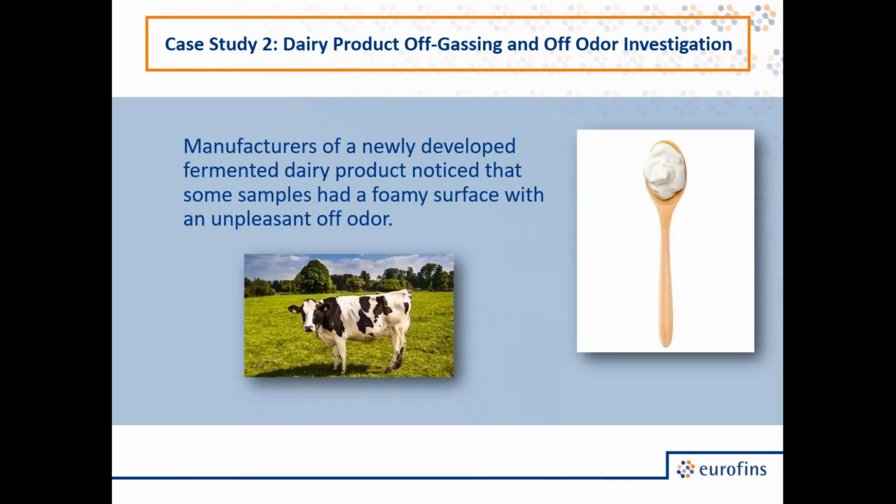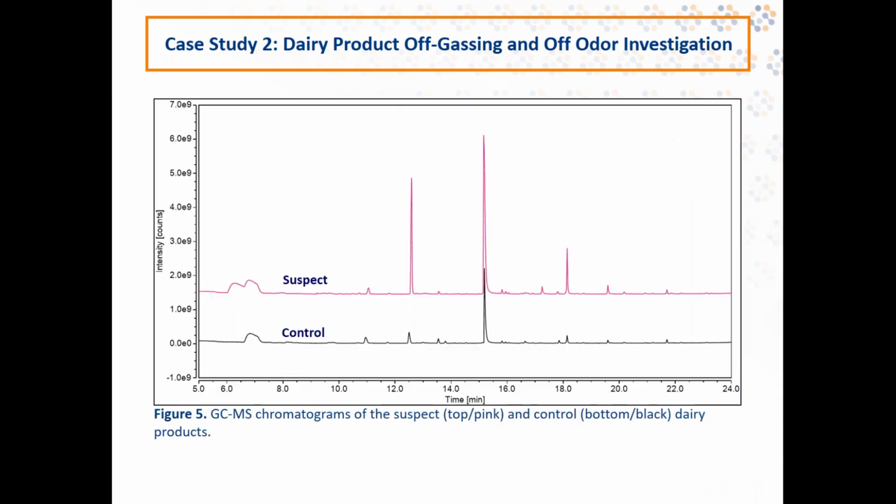So our second case study, we had manufacturers of a newly developed fermented dairy product who noticed that some of their samples had a foamy surface and also an unpleasant off odor. Once again, we have our suspect on top in pink and our control on the bottom in black. And you might notice immediately that though the peaks generally are lined up with each other, there are significant differences in how intense these peaks are between the samples. To highlight a few here, we're seeing significant differences with ethanol, acetoin, acetic acid, and 2,3-butanediol, most of which are more abundant in the suspect than the control.